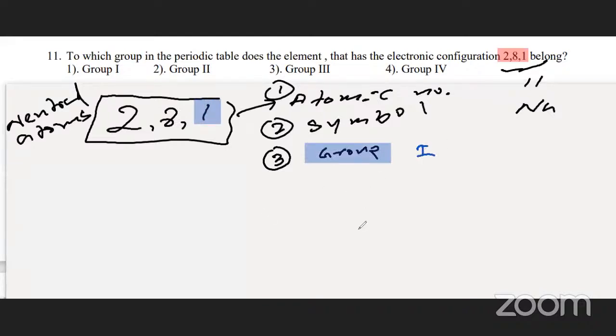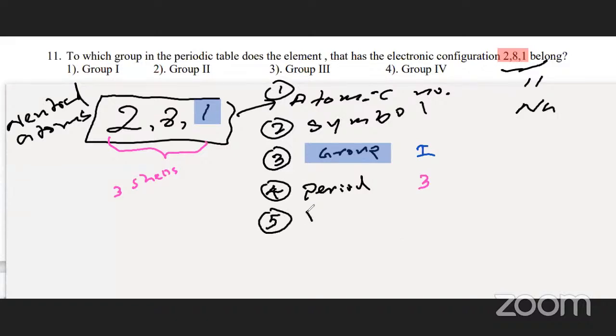Then you can tell the period. Copy this down, everyone. For any other atom, if you are given the configuration, you can predict this information. You can describe the element: atomic number, symbol sodium, group 1. Then the period, meaning the row it belongs to. There are 3 shells, or 3 energy levels, therefore it belongs to the third period.